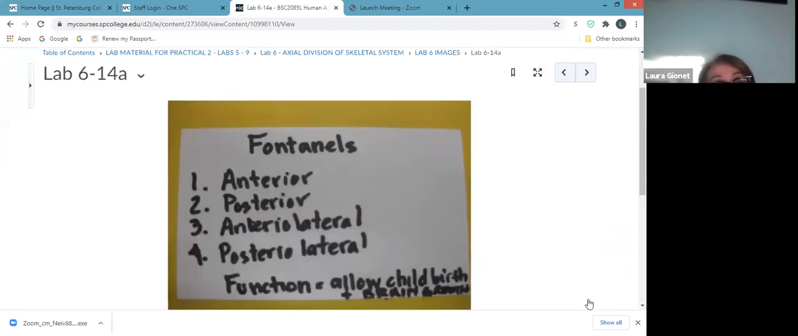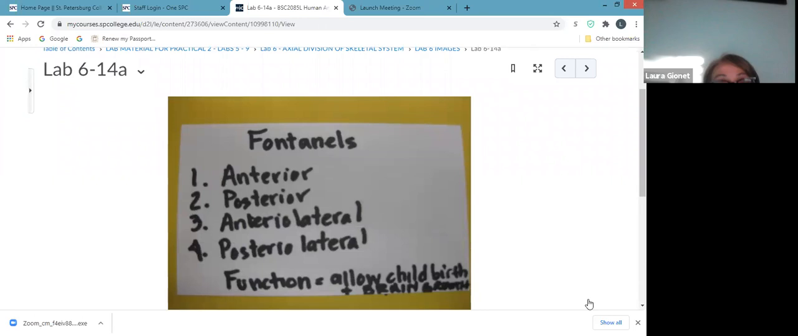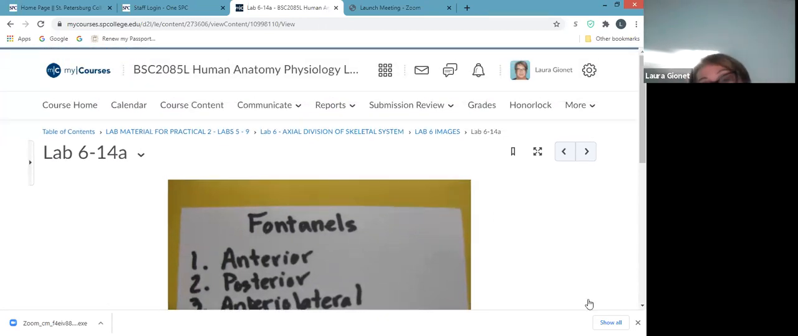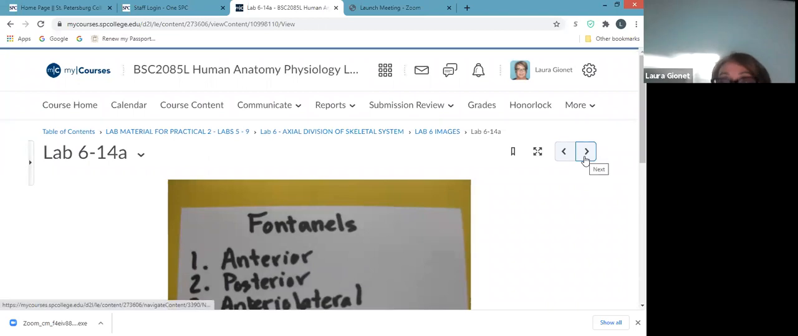So we have fontanelles: anterior, posterior, anterolateral, and posterolateral. They function to allow the skull to pass through the birth canal more easily, and allow for rapid brain growth after birth.